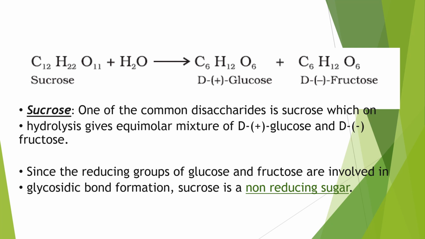Now see the reaction. So sucrose on hydrolysis, it is giving two molecules. One is the glucose molecule and the second one is the fructose molecule. And the glucose molecule is dextrorotatory, whereas the fructose molecule is levorotatory. So here we have to see one more term, invert sugar, that we will discuss later. So, some points about sucrose: on hydrolysis it gives an equimolar mixture of D plus glucose and D minus fructose. Since the reducing groups of glucose and fructose are involved in glycosidic bond formation, sucrose is a non-reducing sugar. That means it does not give Tollens' test, it does not give Benedict's test, it does not give Fehling's test.